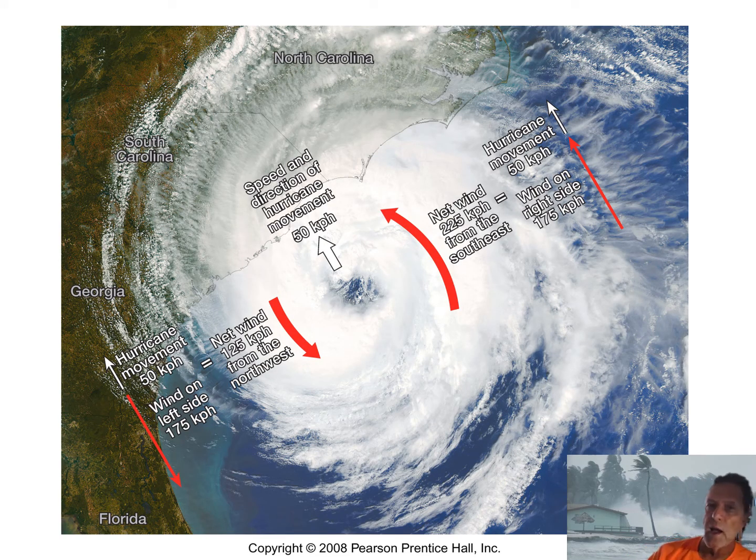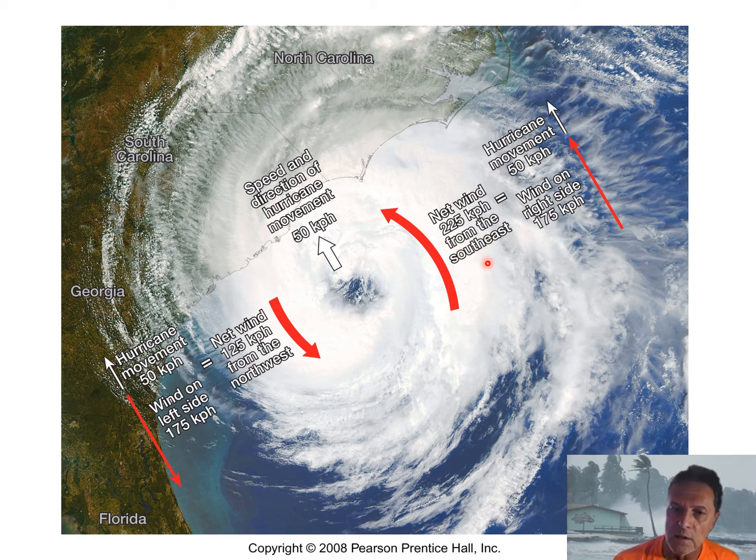So wind speeds can be very high. By the time you get to 74 miles an hour, you're at hurricane speed winds, and hurricane speed winds have been known to develop to speeds of over 200 miles an hour. Where do you get the worst, most destructive winds? In the northern hemisphere, you get them right in here, because you have the spiraling rotating winds here at 175 kilometers per hour, which is roughly 120 or so miles an hour.